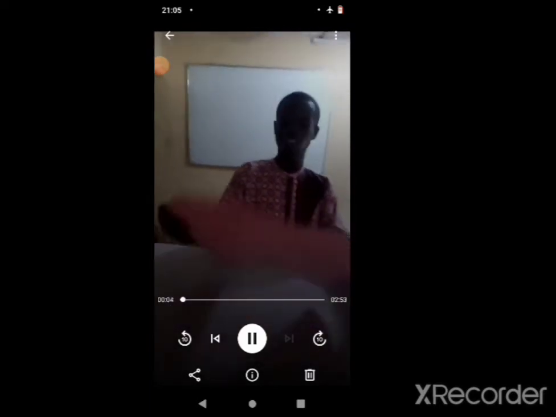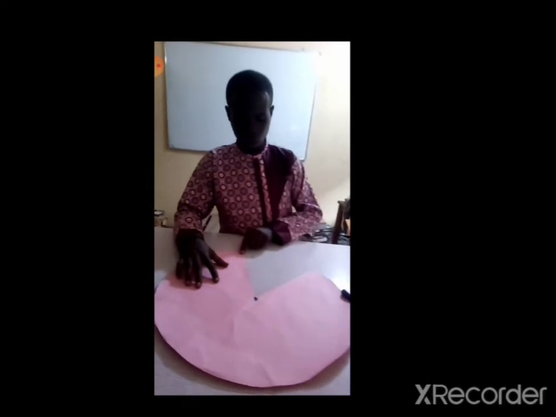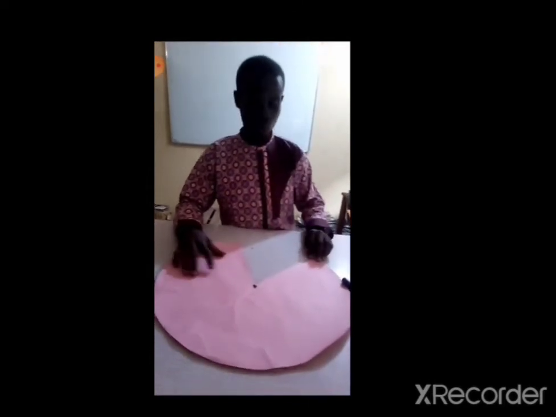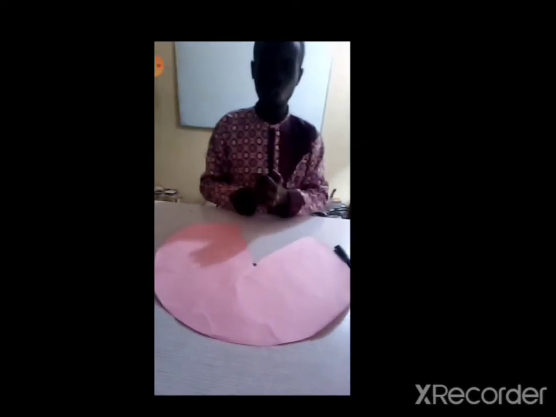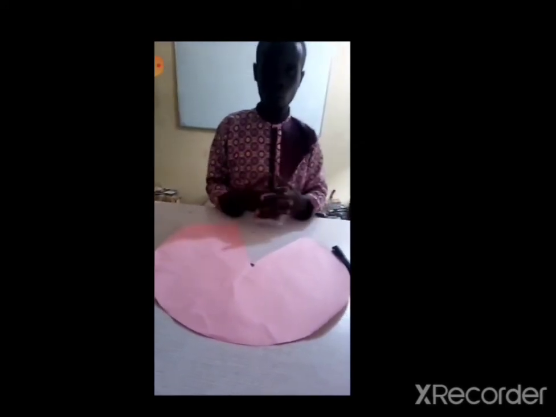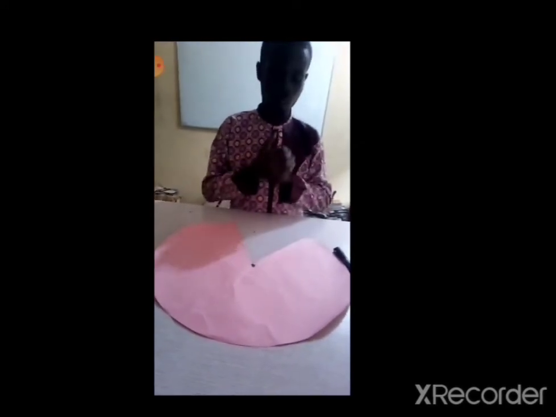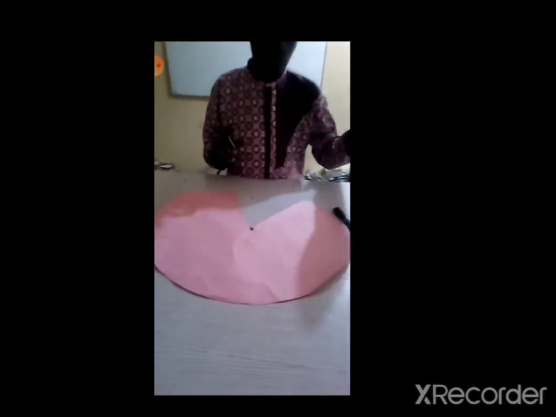So this is a sector of the circle. I told you that the sector is bounded by two radii. This is one radius and this is another radius. So we have the two radii and the arc. Now we want to form a cone from a sector. To form a cone from a sector, there's something I want to teach you at the end of the lesson.